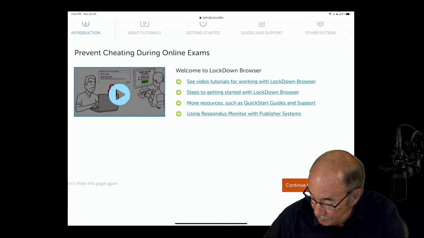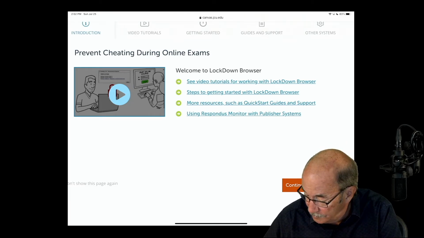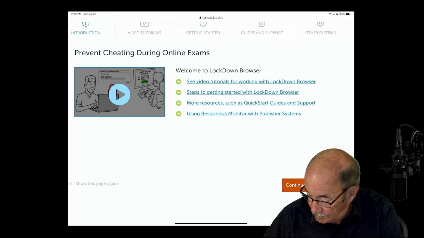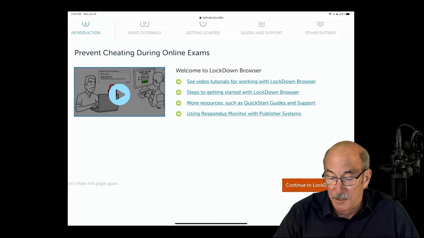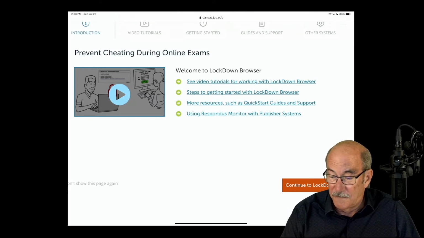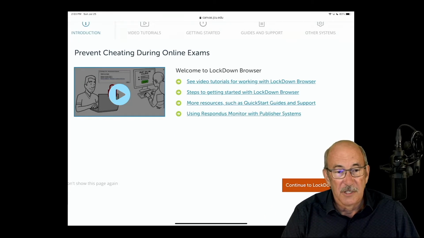Sure. That way you can have your computer set up and ready to roll. All right, I will do that. But yeah, that way there's a video about the lockdown browser and getting that set up, and then the Respondus monitor thing, which is the video deal. But you won't have to log into Zoom.